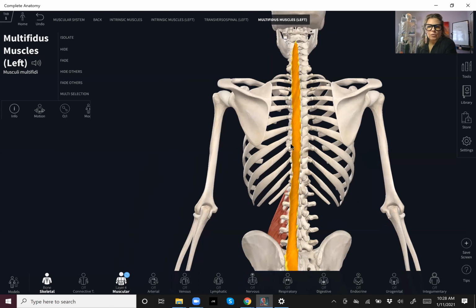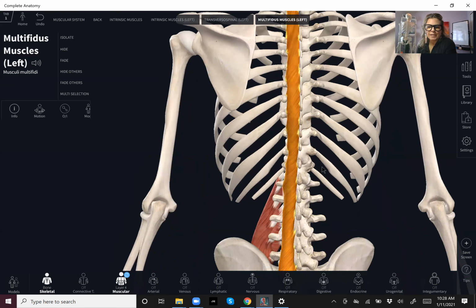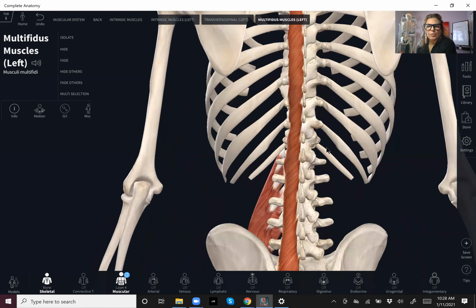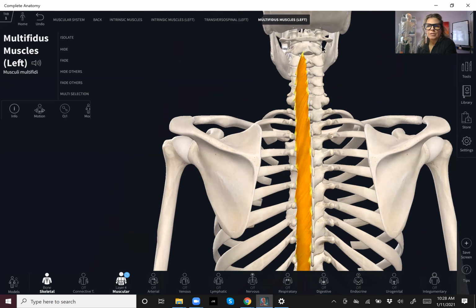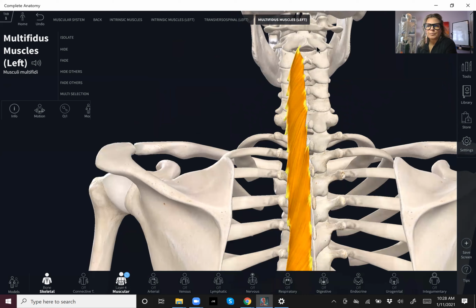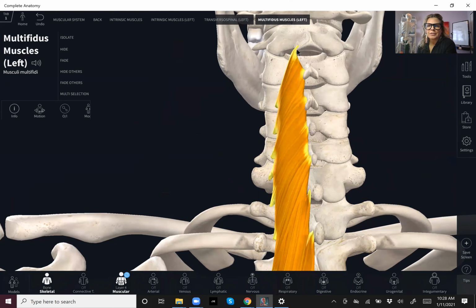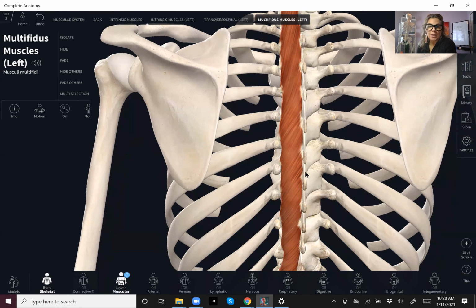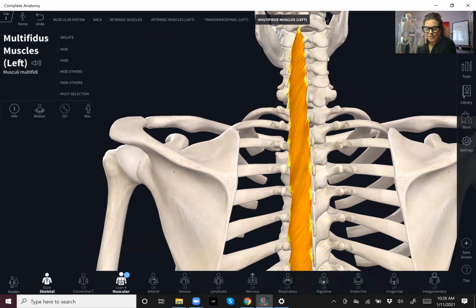So you can see this is a really long muscle, right? And it runs all the way along the length of the spine. Here's the axis and the atlas, and there's this little tiny connection here. And then it runs down through the cervical spine. How many vertebrae are in the cervical spine? Does anybody remember? 7, good.